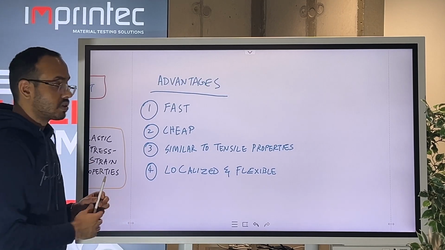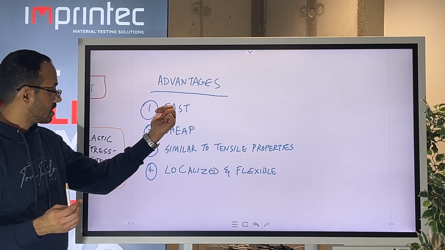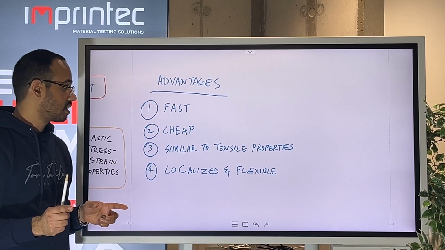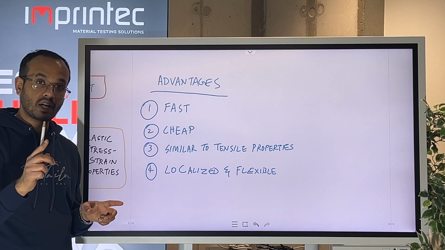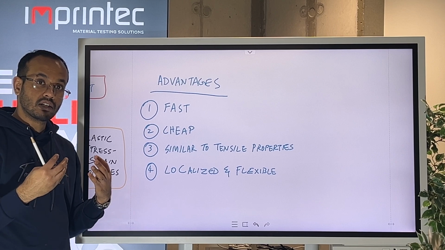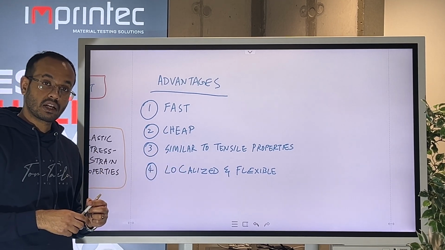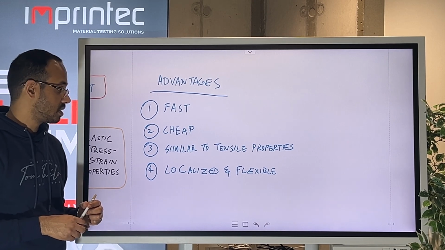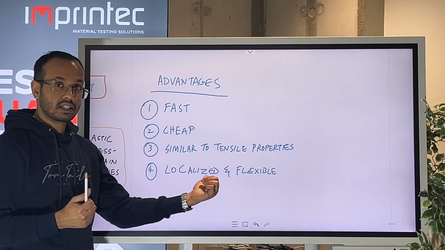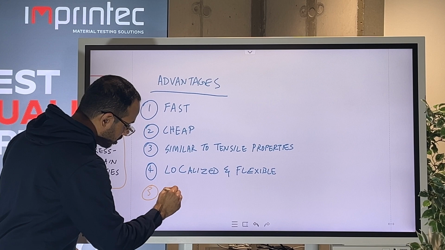What are the advantages of this method? Similar to hardness testing, it's fast and cheap, but unlike hardness testing, where we are only using conversion values, since we are getting very detailed geometrical information, we get mechanical properties which are very similar to tensile properties. At the same time, it is localized, flexible, and almost non-destructive.